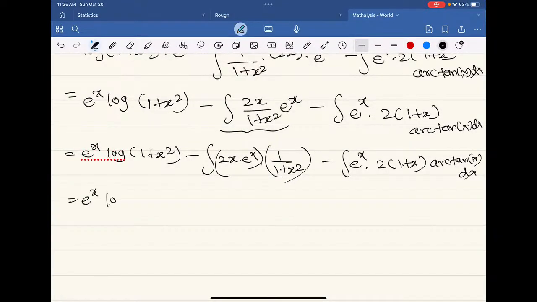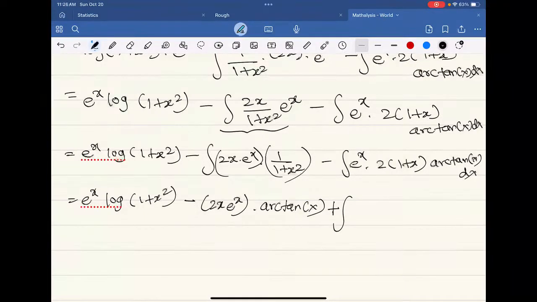e to the power x times log 1 plus x square minus, now if I write this first, 2x e to the power x, and now the integral of the other one, which is arctan x, the minus will become a plus sign. The derivative of this thing is 2 times x e to the power x plus e to the power x, so that this is x plus 1 e to the power x. And guys, see, we are there, minus e to the power x times 2 times 1 plus x arctan x dx.